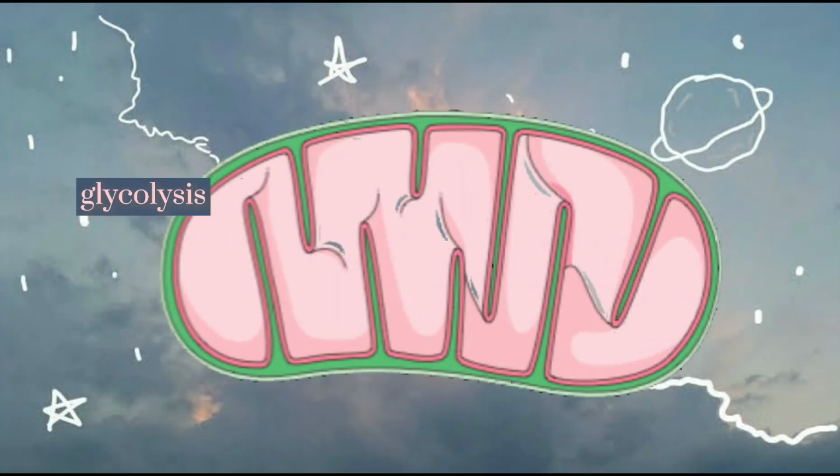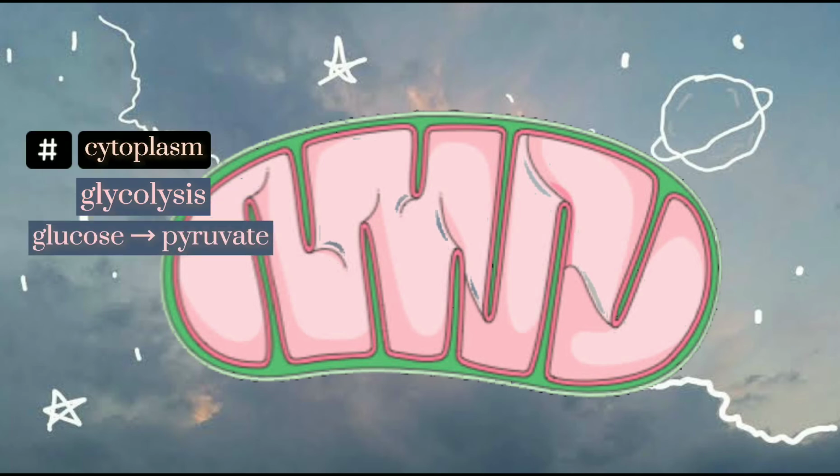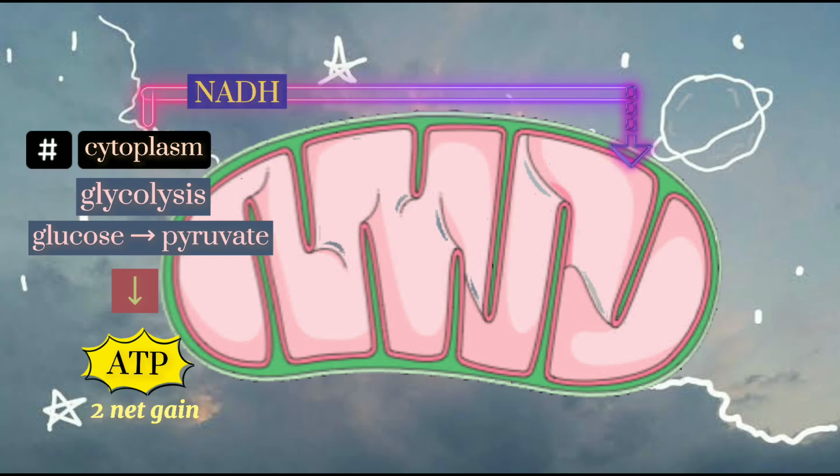The first stage, glycolysis, occurs in the cytoplasm outside of the mitochondria. During glycolysis, enzymes break down glucose into 2 molecules of pyruvate. During this process, 2 ATP are produced and NADH is released to be used in a later step during cellular respiration. Then the preparatory reaction happens.